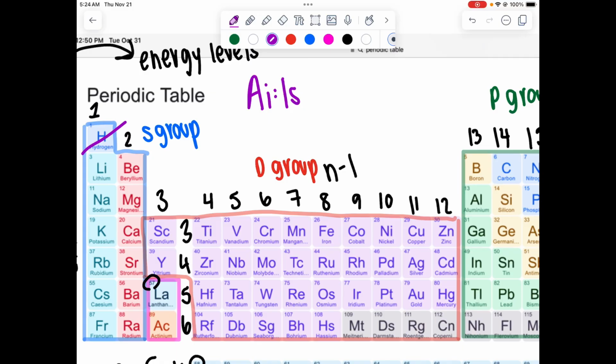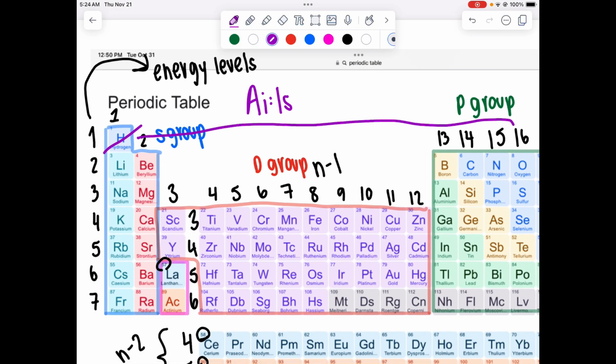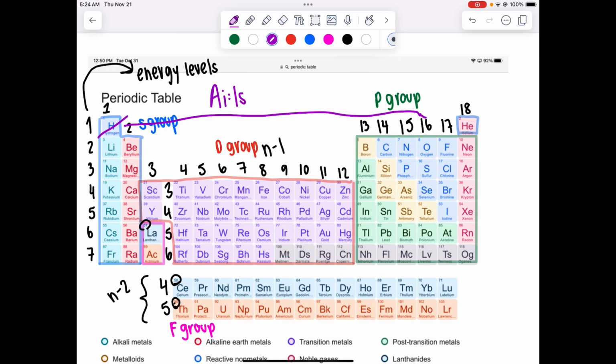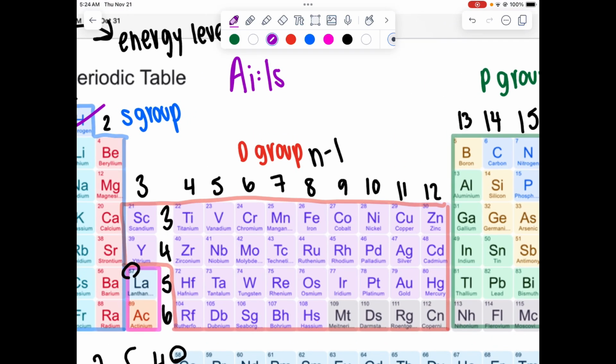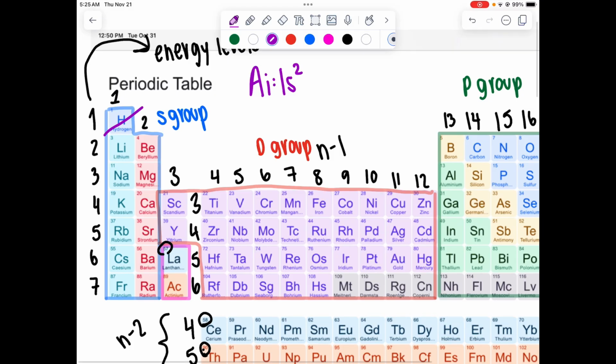Now that I put 1S, we also have to see what else is left in the S group. If there's anything, we have helium. So for helium, we're going to cross that out, and since it's still 1S, we're just going to put 2 right here. Okay, now we're going to go to the next level, which is row 2. So we're going to put 2, and here we have two in the same row. I'm not saying they're the same element, I'm just saying they're in the same row.